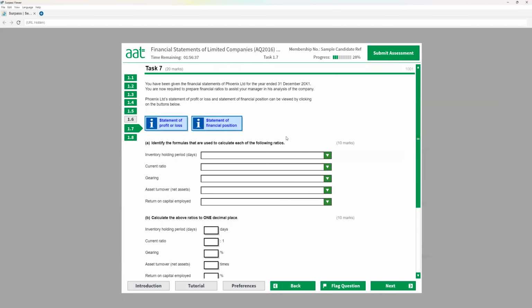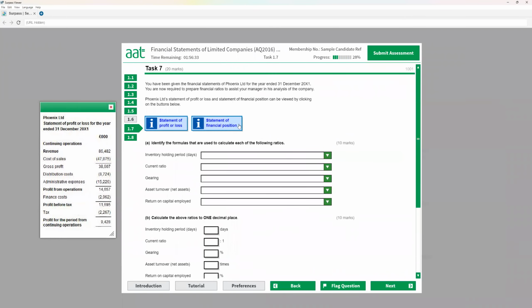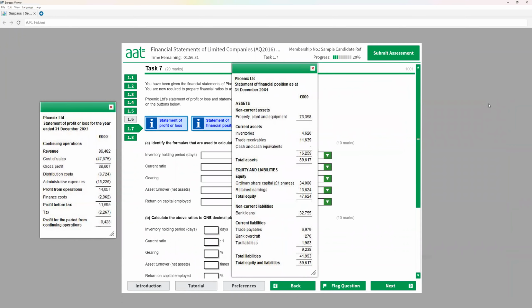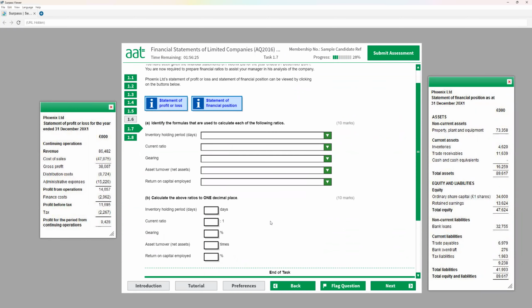So let's open our profit and loss account. Okay, open our financial statement. Ratio analysis is very easy. If you remember the formula, it's a very easy thing. So let's have a look what we have here. So the first one, you have the inventory holding period. As soon as you see the days, that means you have to multiply by 365.